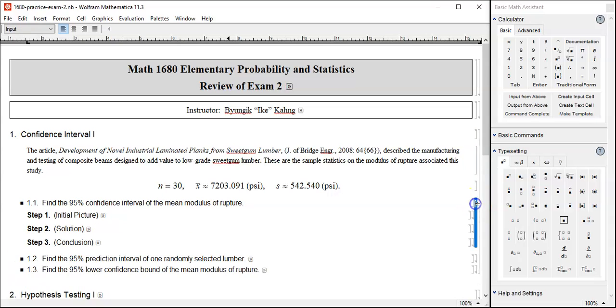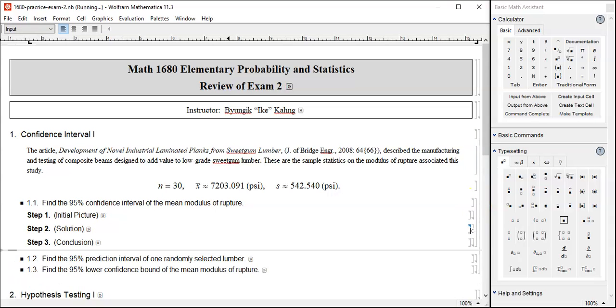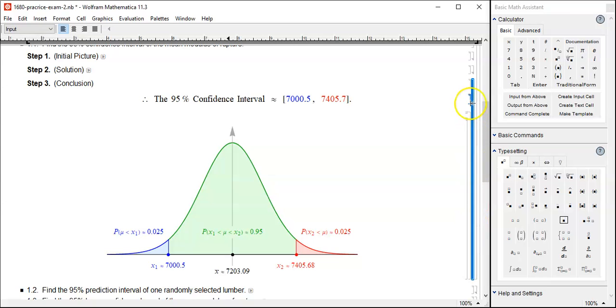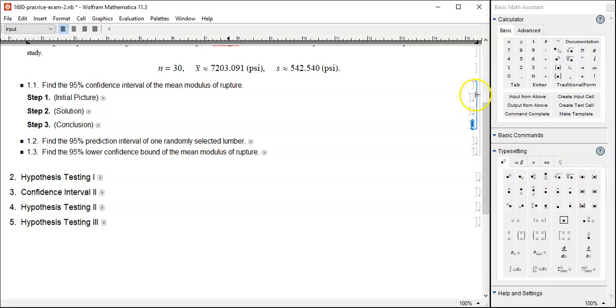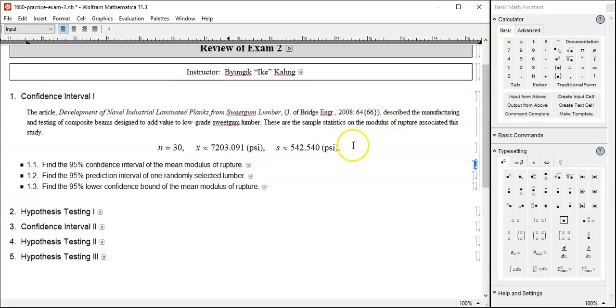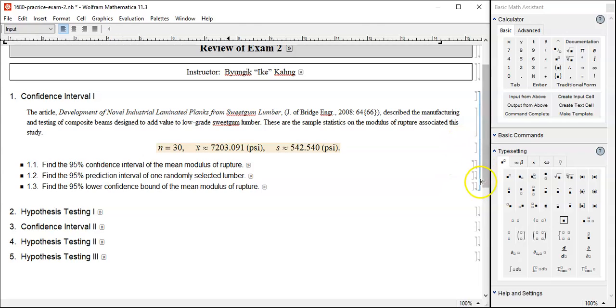Confidence interval, we found out, was much smaller, and we had what? 7,000 to 7,400 approximately speaking for this particular case. And the prediction interval for each individual number will be much bigger than that. Remember that. Okay, how do we actually do it?